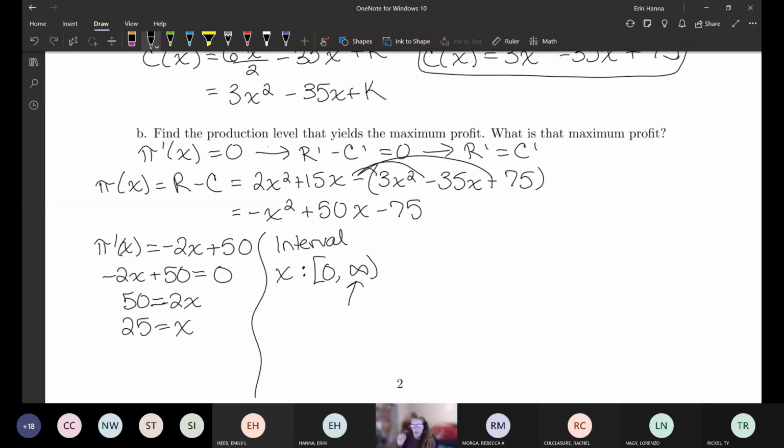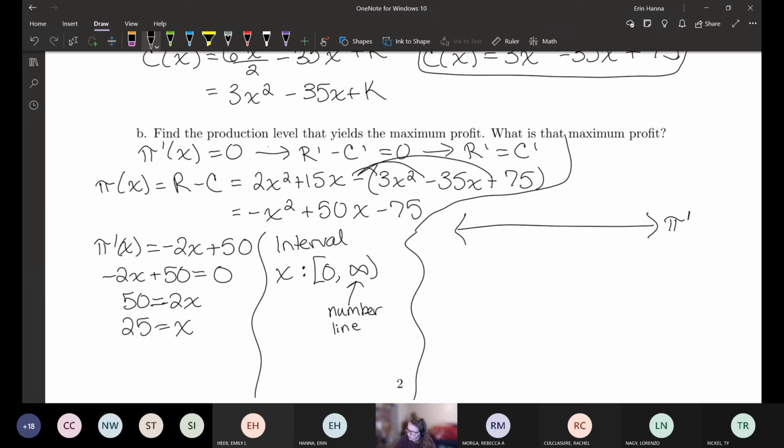Remember, when you're doing a global max or min problem, whenever it has an infinity, this is when you need a number line. Otherwise, it's when you just find the critical points and then plug everything into the original function and compare y values. But since we have an infinity here, we're going to need a number line. And remember, that number line is in terms of the derivative of the thing we're trying to maximize or minimize. So it's going to be a derivative number line for the profit function.